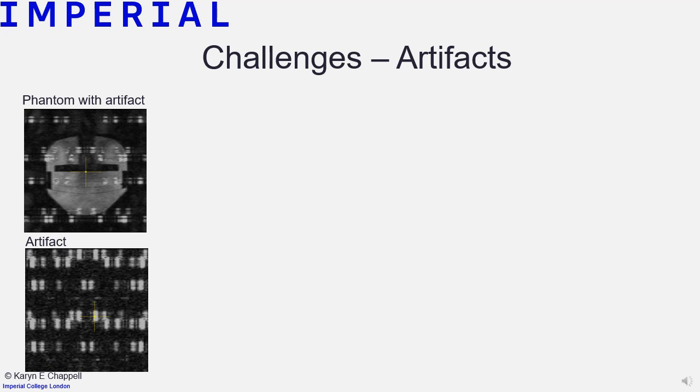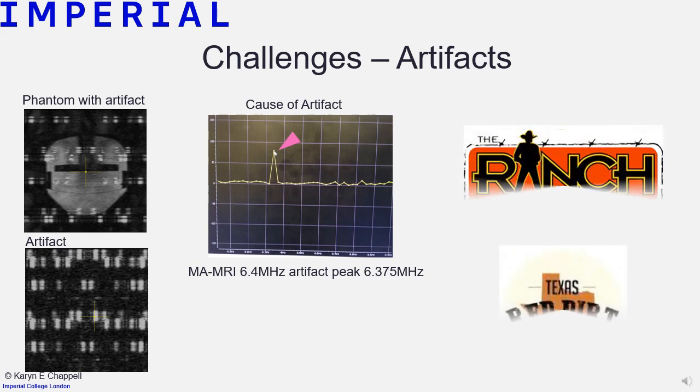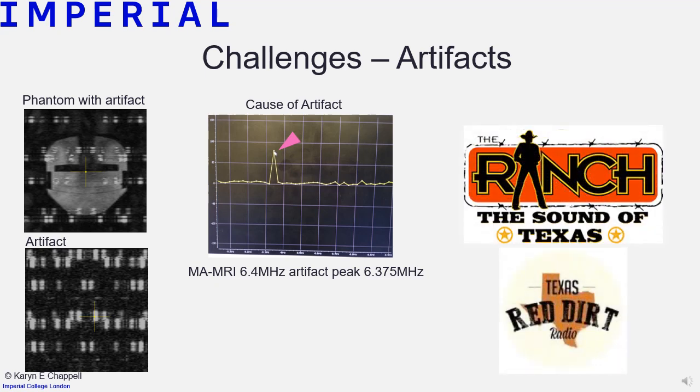Another challenge has been artifacts, and we get some amazing ones. This one I like to call DNA because it looks a bit like a Western blot. The cause was an interference at 6.375 megahertz when we were at 6.4 megahertz, and it turns out our shield was letting in a Texan radio station broadcasting within our frequency range.